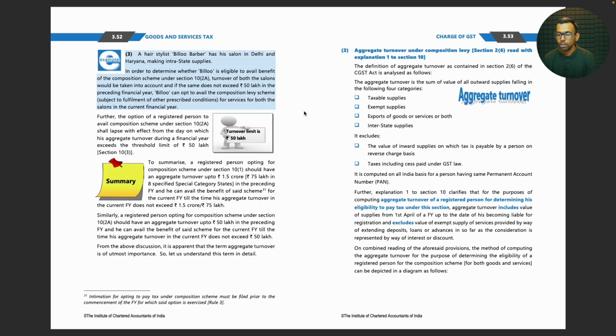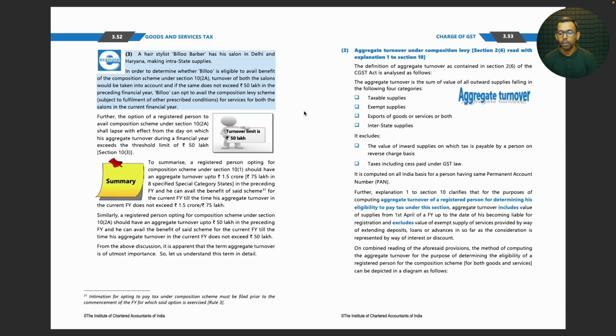Further, explanation 1 to section 10 clarifies that for the purposes of computing aggregate turnover of a registered person for determining his eligibility to pay tax under this section, aggregate turnover includes values of supplies from 1st April of a financial year up to the date of his becoming liable for registration, and excludes the value of exempt supply of services provided by way of extending deposits, loans, and or other advances insofar as the consideration is represented by way of interest or discount.